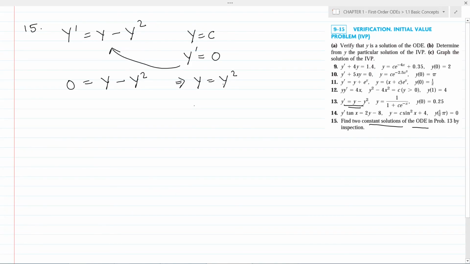There are two values of y for which this is possible, that is y equal to 0 and y equal to 1. You can verify for y equal to 0, y equal to y square, that is 0 equal to 0 square, and for y equal to 1 also y equal to y square, that is 1 equal to 1 square. So these are the two constant solutions of the differential equation given in problem 13.